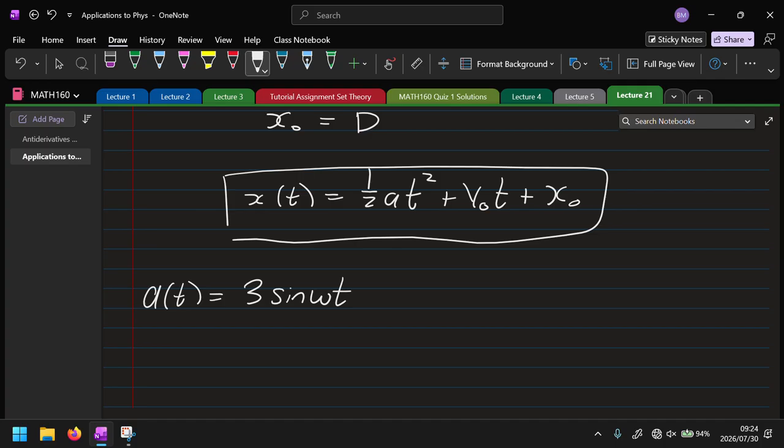So given this, we can follow the same steps as before. So if that's the acceleration, the velocity will be, sine becomes negative cos, and then 3 divided by omega. You do it one more time, you get x. Okay. What motion will this be?